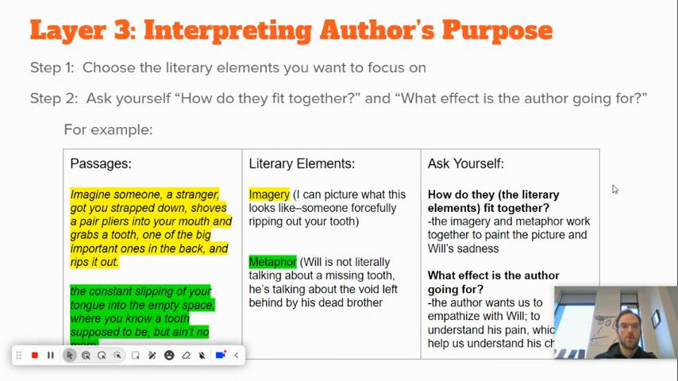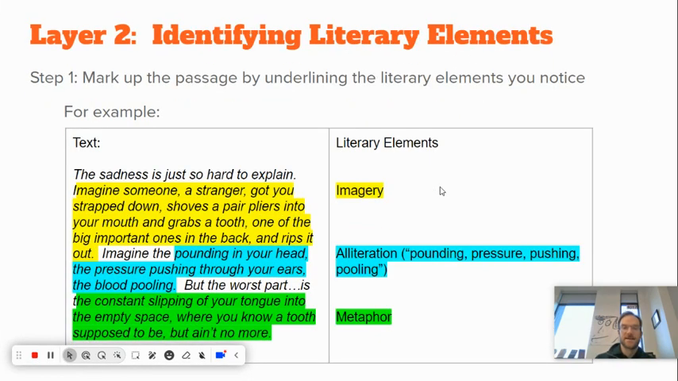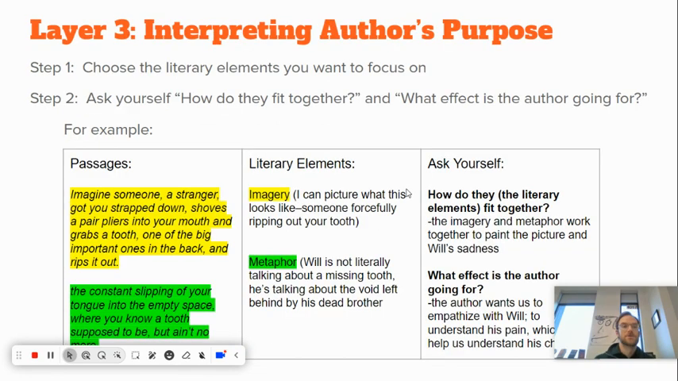And so once you identify, just very simply by highlighting what the literary elements are, the next layer or strategy we can use to interpret them or annotate for them is to ask ourselves, once we've identified the literary element, how do they fit together? What is the effect that the author is going for? Okay, so how do they fit together? Let's look at the example.